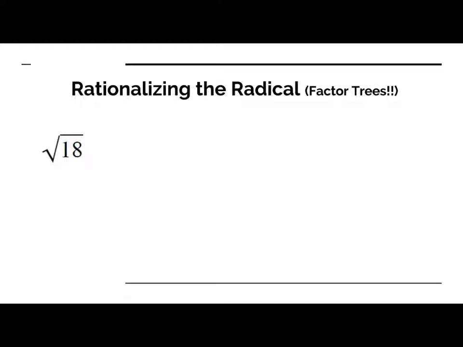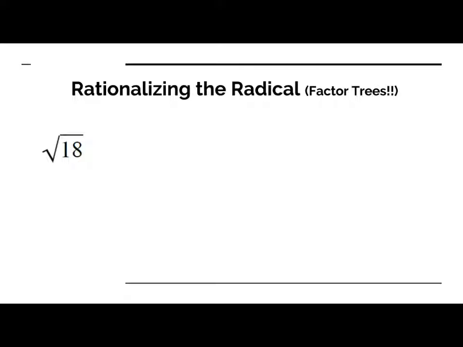Rationalizing the radical, factor trees. There are 2 ways to rationalize a radical. This is like reducing a fraction. 3/6 is the same as 1/2. So reducing a fraction, that's kind of what we're doing here, rationalizing the radical. And this does have some different uses. So we're going to talk about it.